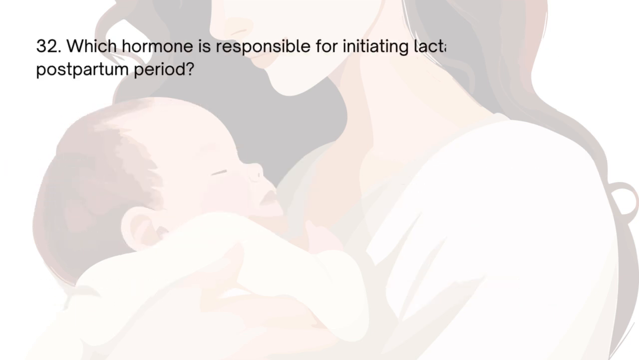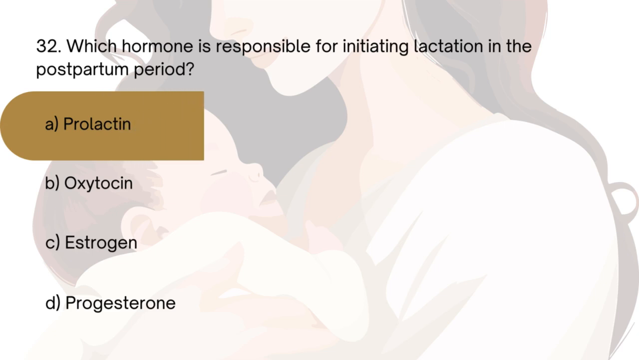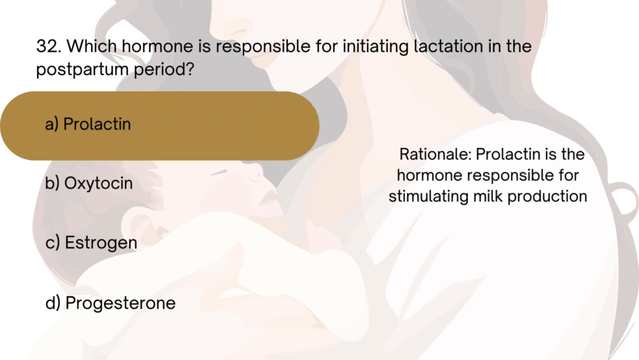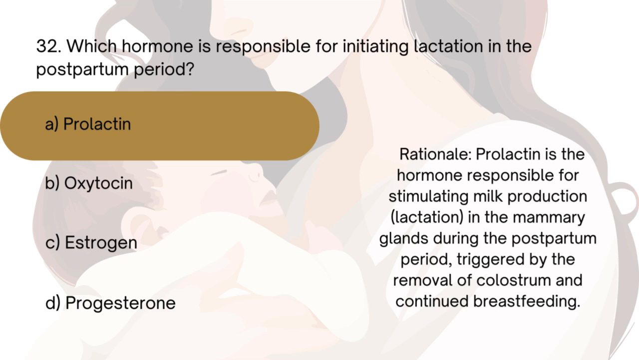32. Which hormone is responsible for initiating lactation in the postpartum period? A. Prolactin. B. Oxytocin. C. Estrogen. D. Progesterone. Rationale: prolactin is the hormone responsible for stimulating milk production, lactation, in the mammary glands during the postpartum period, triggered by the removal of colostrum and continued breastfeeding.